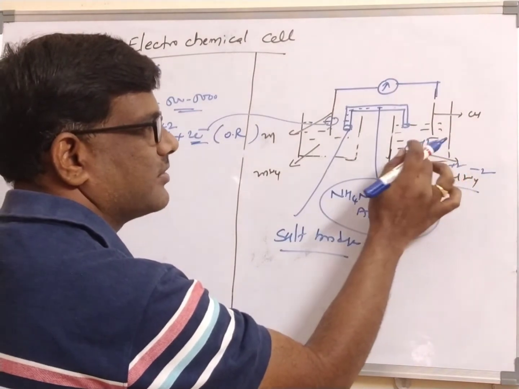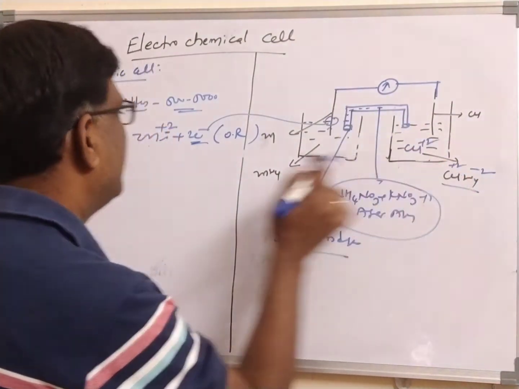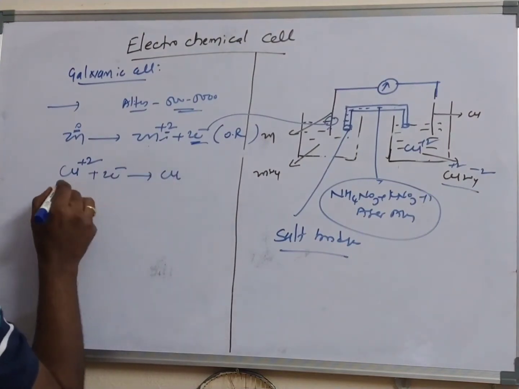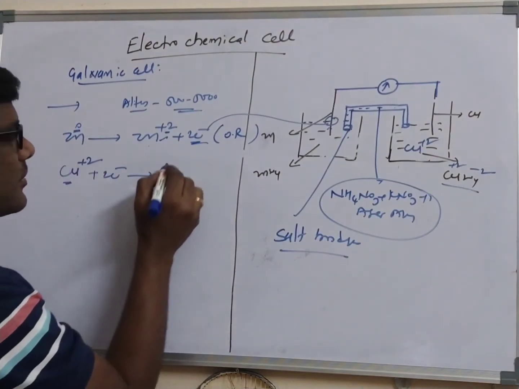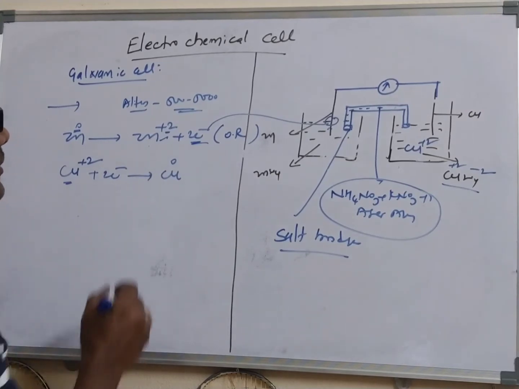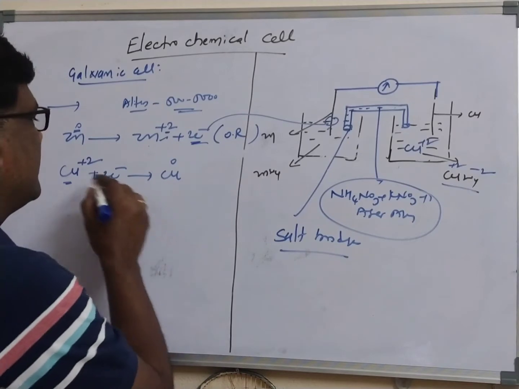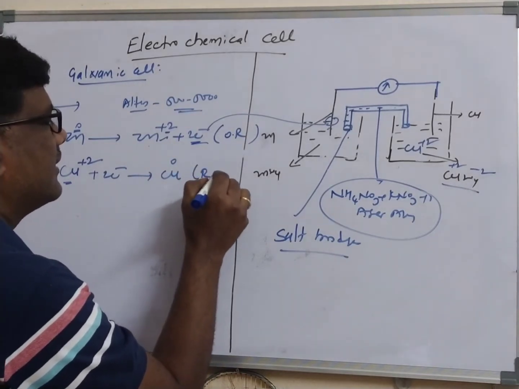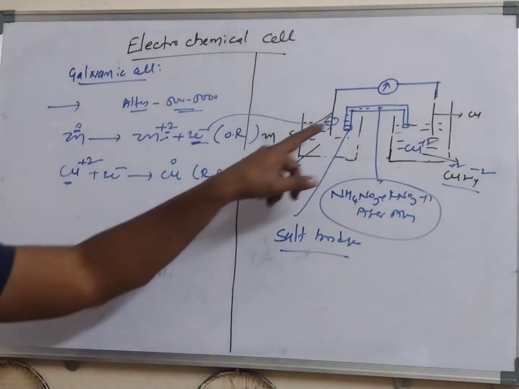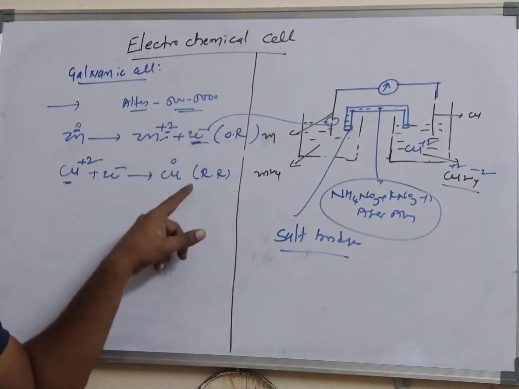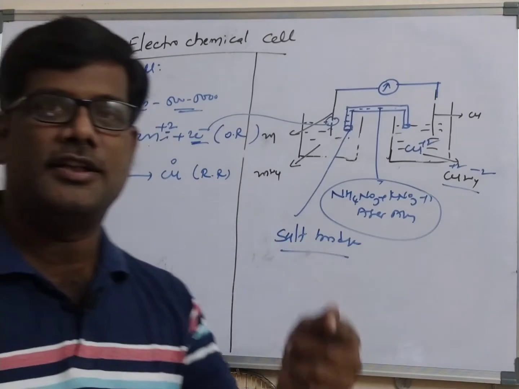Immediately this copper plus 2, which is present in the solution, reacts with the 2 electrons and converts into copper. Copper plus 2 has oxidation state plus 2, copper has oxidation state 0. Plus 2 to 0 is a reduction, because a decrease in the oxidation state is called a reduction reaction. Zinc undergoes oxidation, copper plus 2 undergoes reduction. Ultimately two reactions are taking place, oxidation and reduction.